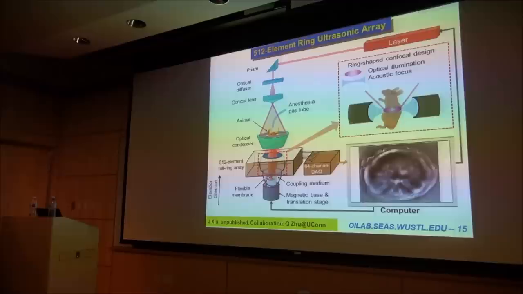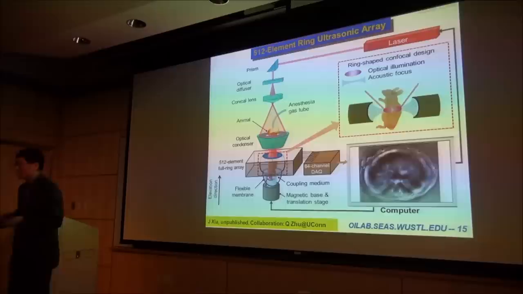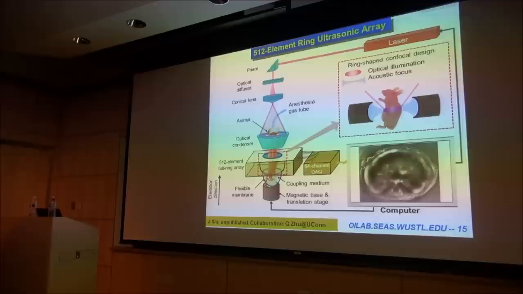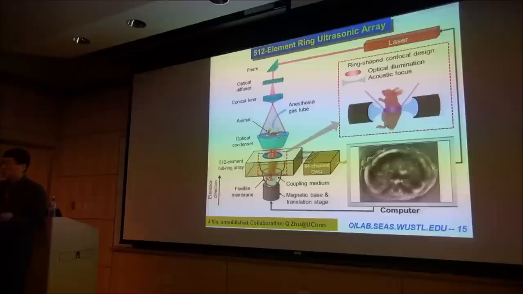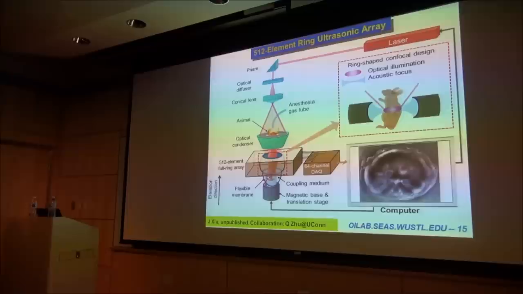For the '03 work, we used a single element transducer rotated around the animal head, which took about 20 minutes. Obviously, that's too long for a lot of applications. So now we have access to a 512-element ultrasound array that can receive data almost in parallel, because we do have to go through multiplexing to finish the data collection. With this system, it takes about 2 seconds to acquire a 2D image. So you shorten the time from 20 minutes to about 2 seconds. This is a collaborative project with Professor Zhu at UConn.